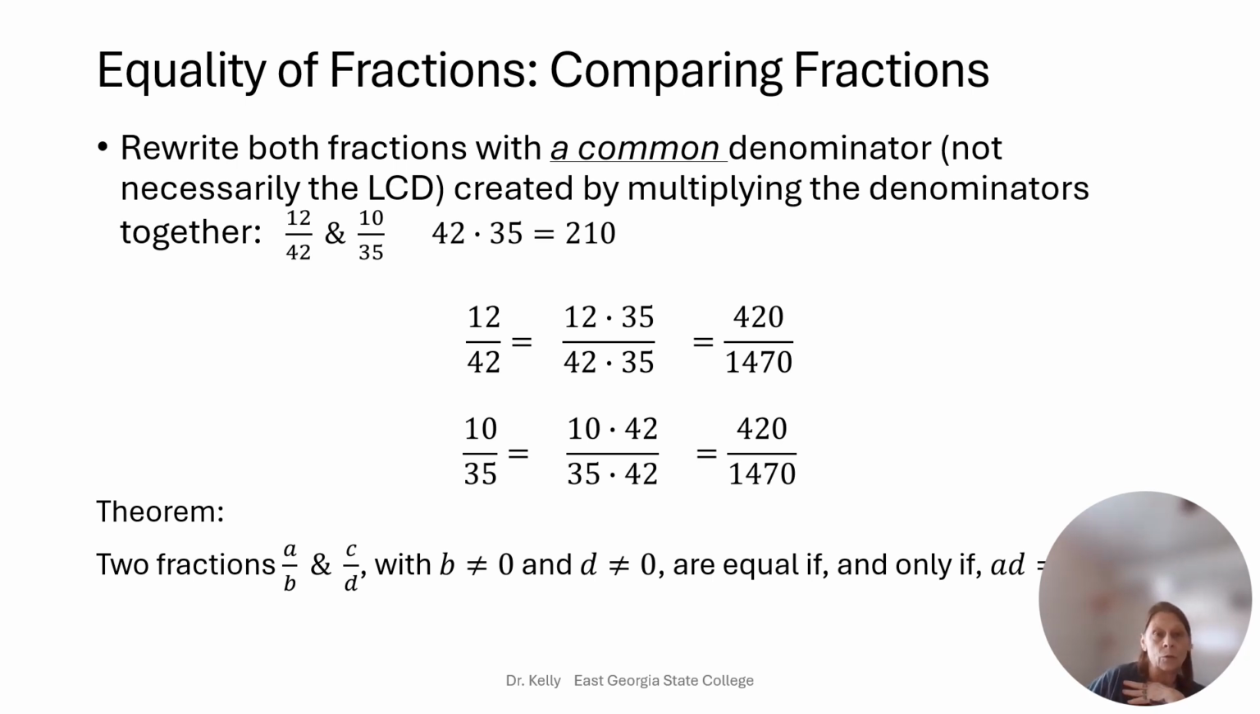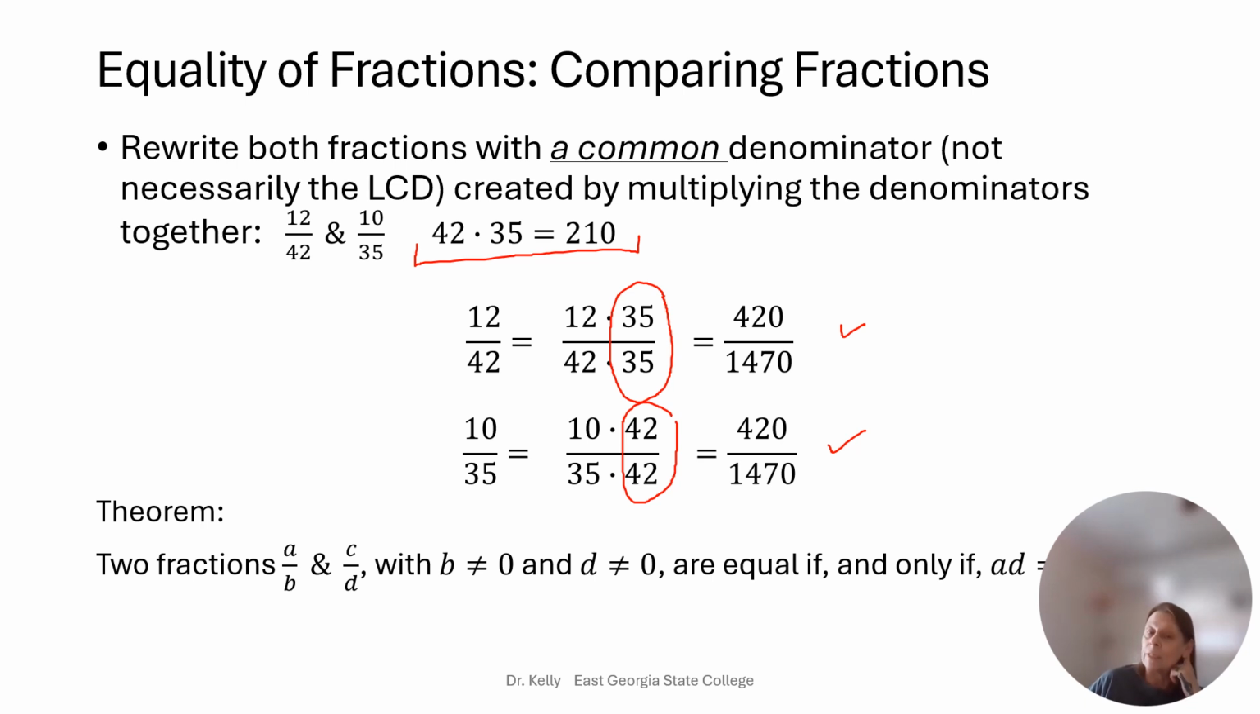And here we note that 42 times 5 is 210. We just saw that a minute ago, but so for 12 over 42, I just multiplied it by 35 over 35, and for 10 over 35, I multiplied it by 42 over 42, and you can see that those also turn out to be the same number.